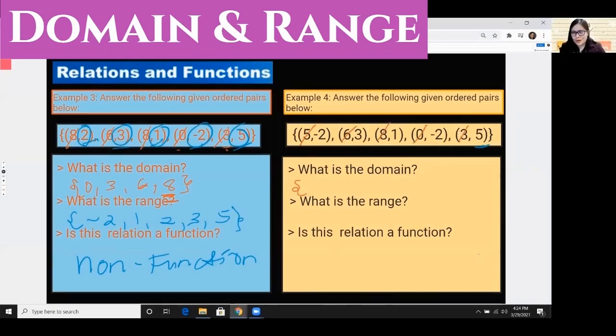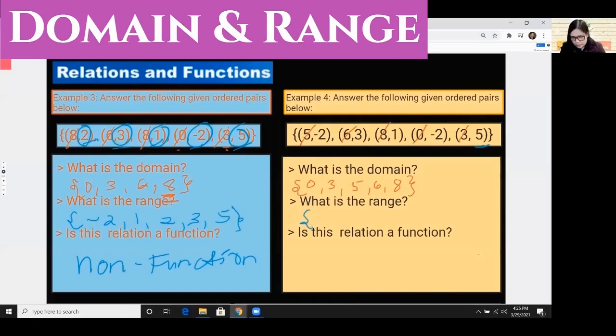These are the strategies that I am using so that I will not get confused about what the domains are. So again, the domain is the first value in an ordered pair, or the x values. We'll start with the least number, which is 0, followed by positive 3, 5, 6, and 8. So there you go. We have 1, 2, 3, 4, 5 numbers, okay? Next, we need to identify the range.